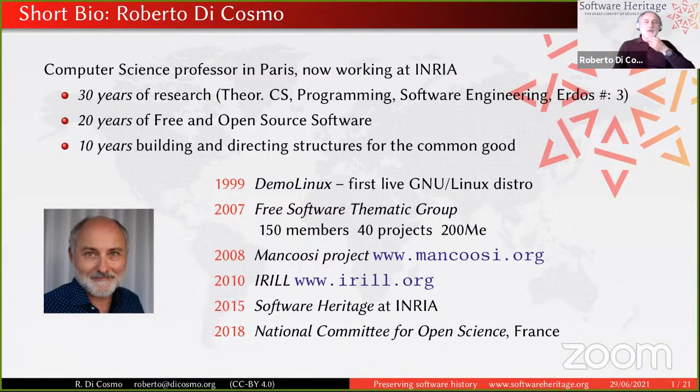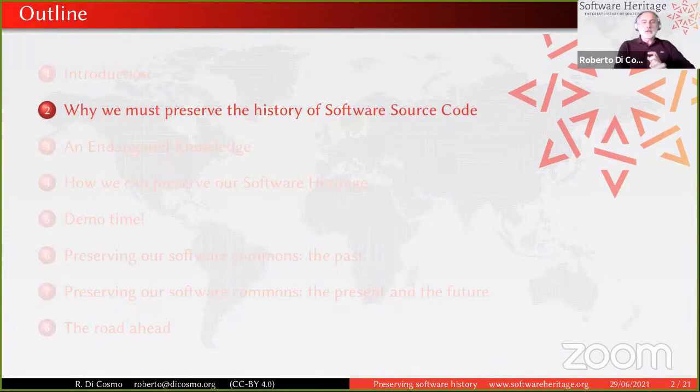So now let's move to the key issue, which is interesting for us. So why should we or must we preserve the history of software source code? But first of all, of course, we know software is all around us. It is key to the digital transformation we are living through. It is also the tool that has helped us keep a social life during this terrible period of the health crisis we are going through. It has also many other downsides, but let's keep a positive view.